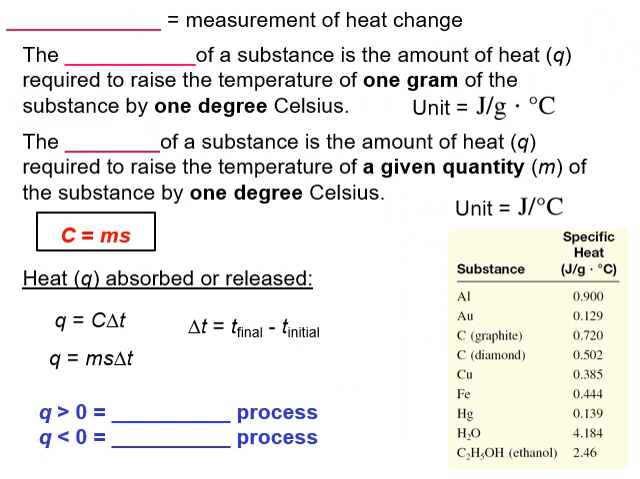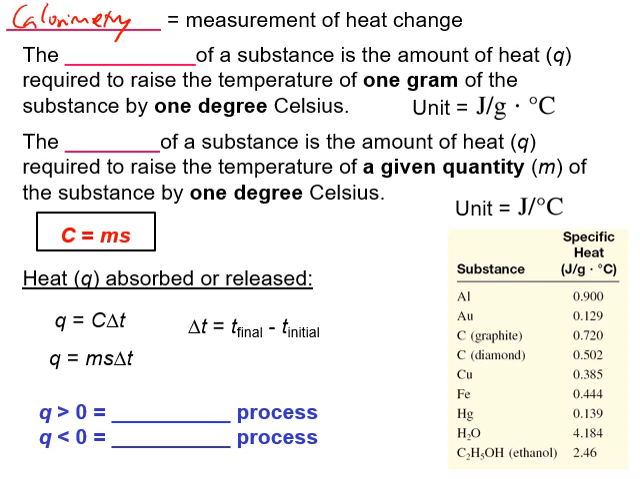Okay, let's look into more detail about the definition. So what is calorimetry? Calorimetry is the measurement of heat change. And we have two very similar terms. One is known as heat capacity, the other one is known as specific heat capacity.